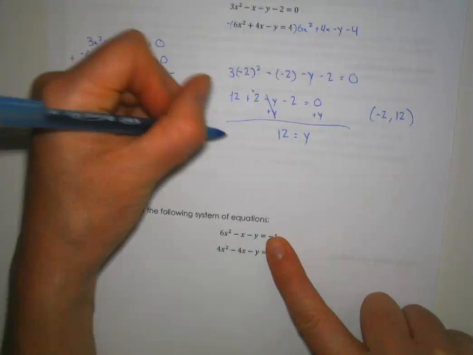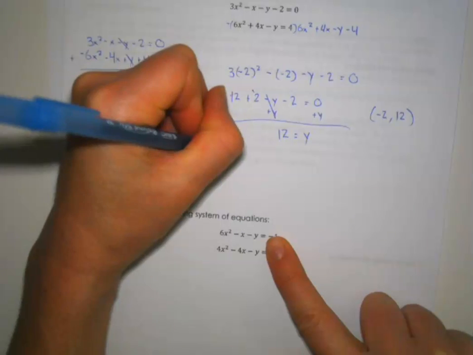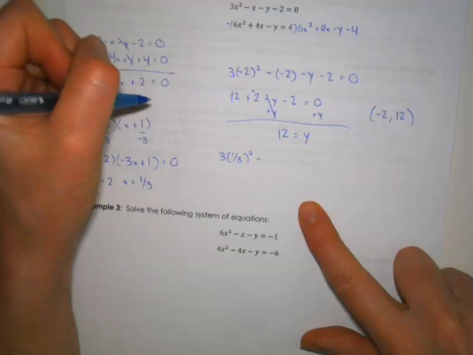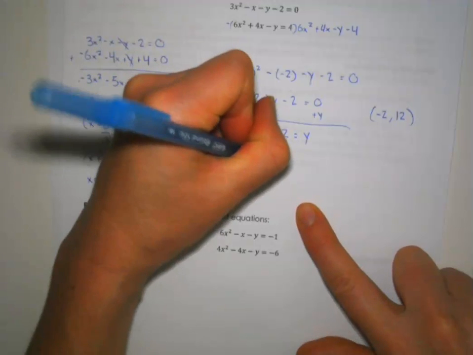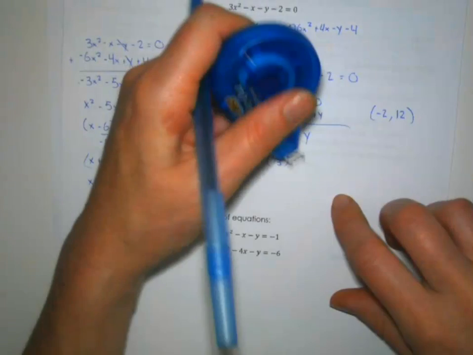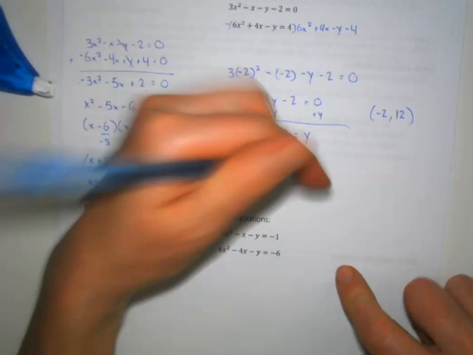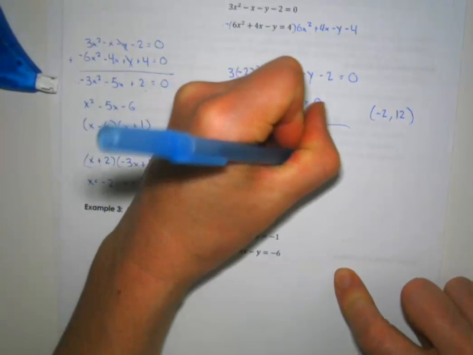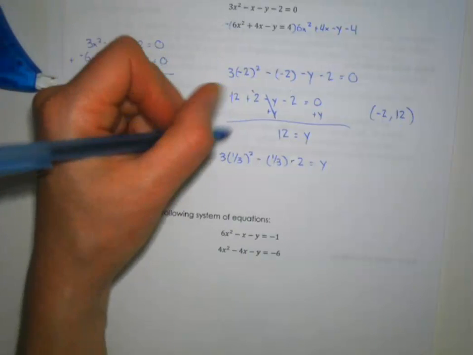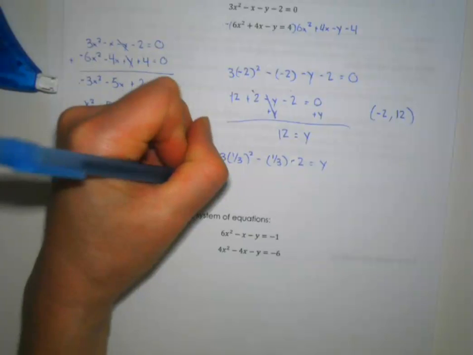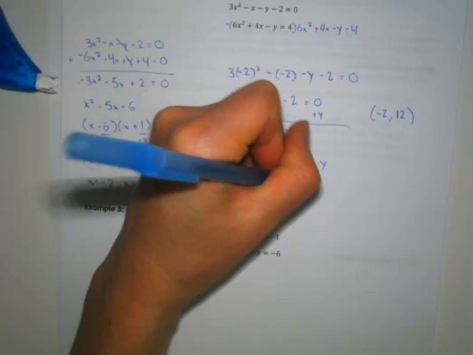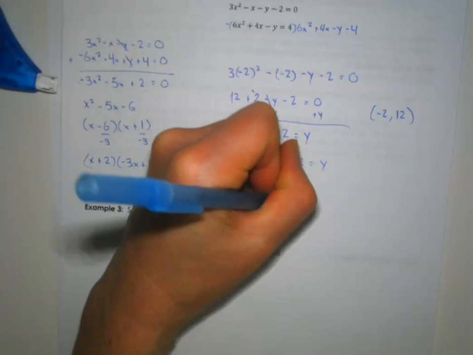Then our second solution, we're going to go 3 times 1/3 squared minus 1/3 minus y. Actually, we know that we just need to add y to the other side, so I'm just going to go minus 2 equals y. 3 times 1/3 squared, so 3 times 1/9 is 3/9, which is just 1/3, minus 1/3, which is 0, minus 2 equals y, so negative 2 equals y.